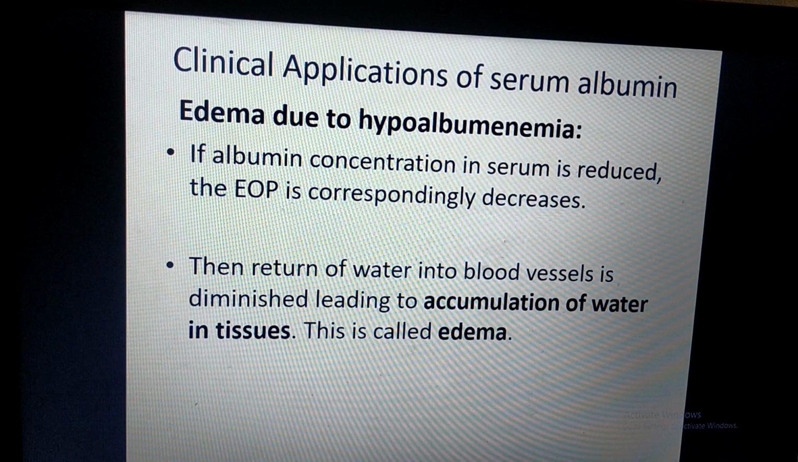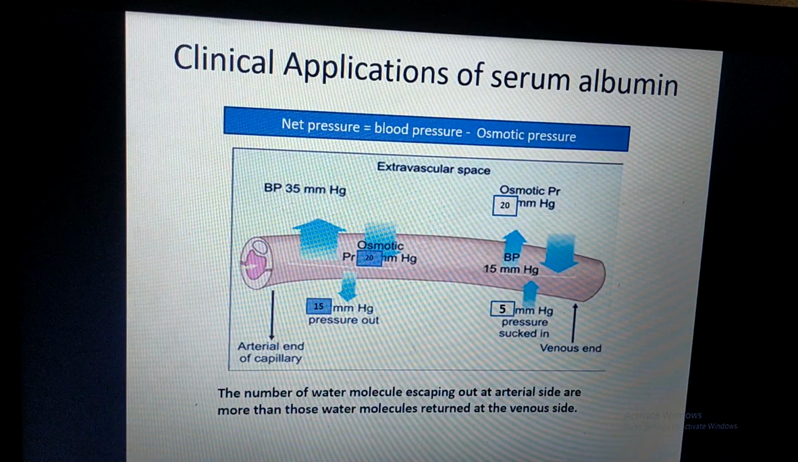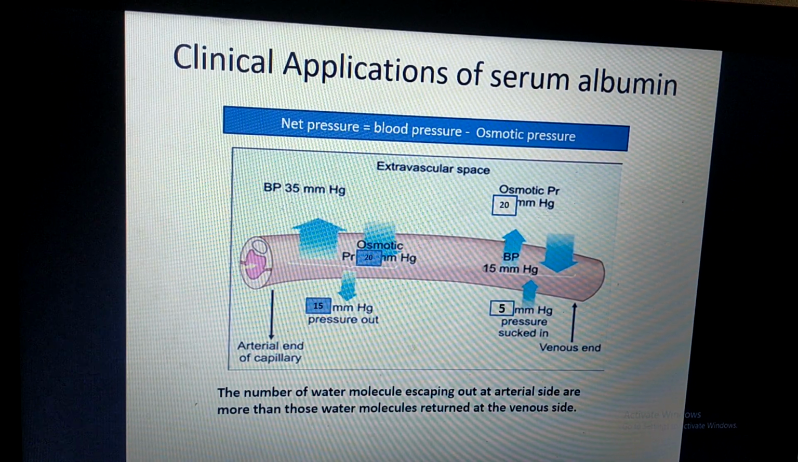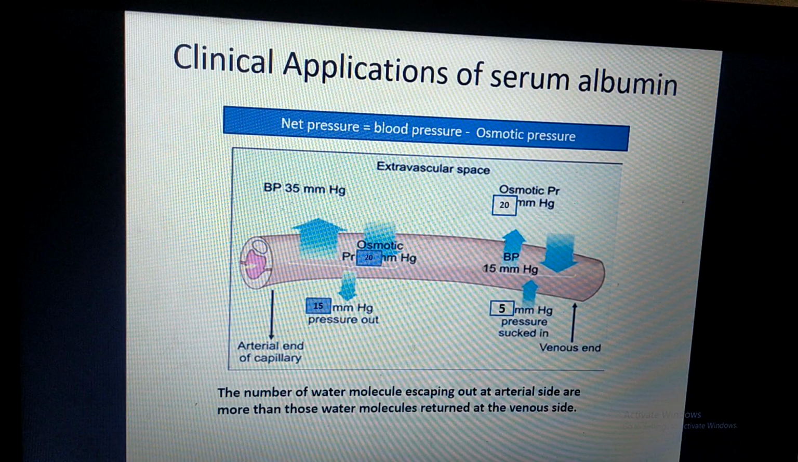First, edema is due to hypoalbuminemia. If albumin concentration in serum is reduced, the effective osmotic pressure is decreased. Then water return to the blood vessel is diminished, leading to accumulation of water in the interstitial space, leading to edema. So this is the diagrammatic representation of edema due to hypoalbuminemia.